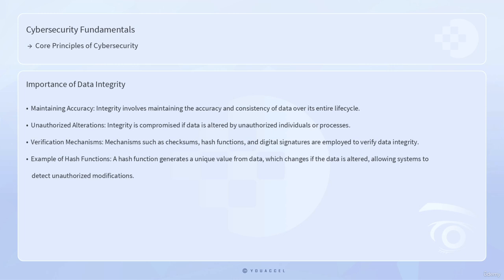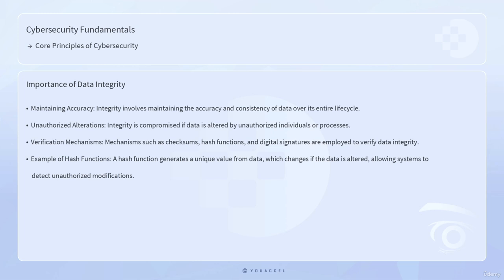Integrity involves maintaining the accuracy and consistency of data over its entire life cycle. Integrity is compromised if data is altered by unauthorized individuals or processes. Mechanisms such as checksums, hash functions, and digital signatures are employed to verify data integrity. For example, a hash function generates a unique value from data, which changes if the data is altered. This allows systems to detect unauthorized modifications.